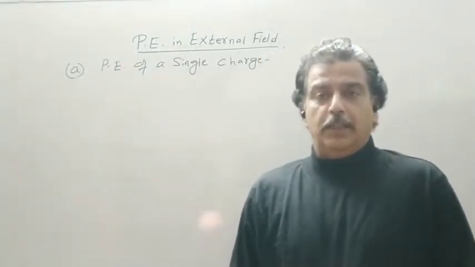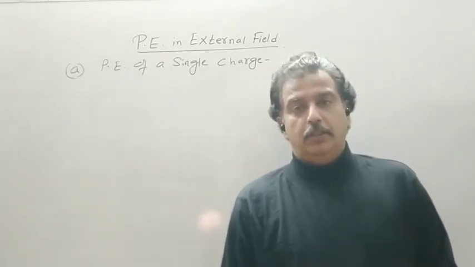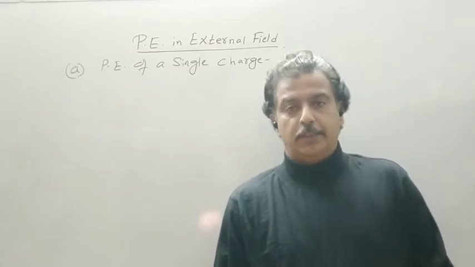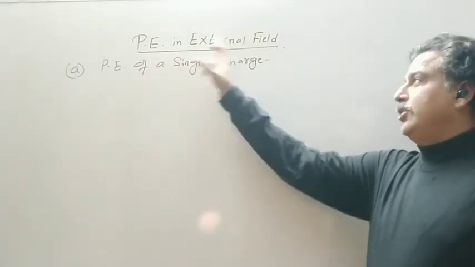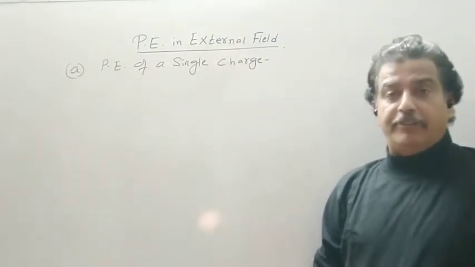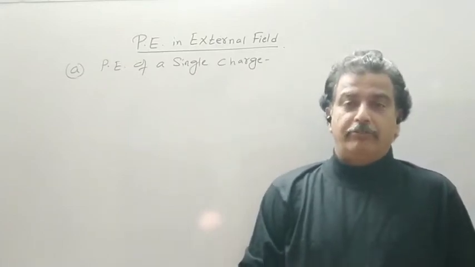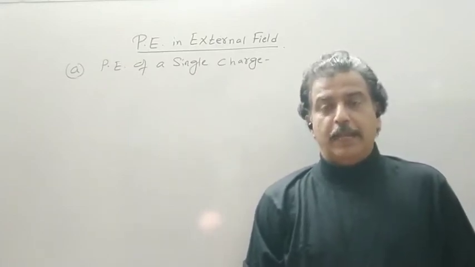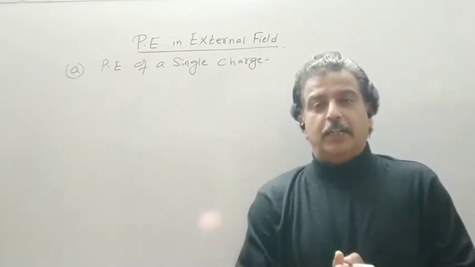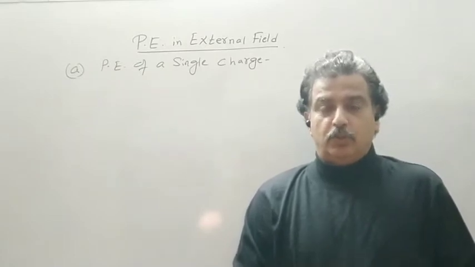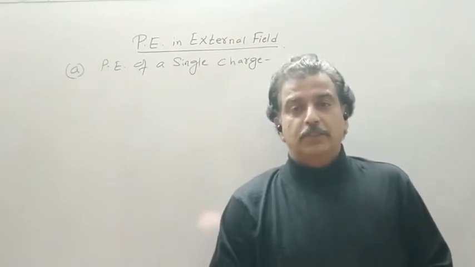Hello students, in the last lecture we did potential energy of the charges and the system of charges. Now we have to find out the potential energy in an external field. In the previous topic we didn't have an external field, the system was empty and we brought the first charge and it created an electric field intensity around it. So when we brought the first charge, the potential energy of the system was 0.